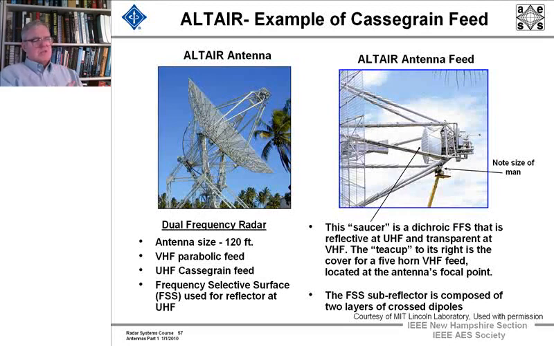I don't think Balanis's antenna book will have it, but certainly John Volakis's antenna handbook, which is 1,000 pages thick, will have those kinds of neat subreflectors, the frequency selective surface subreflectors.